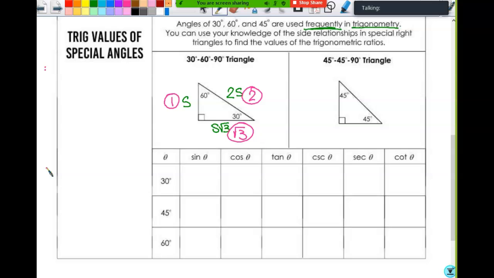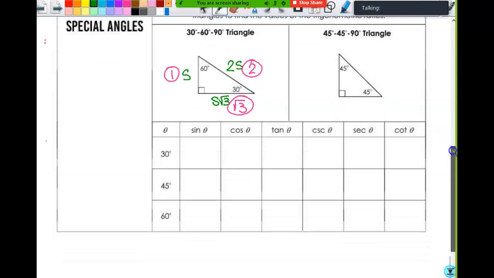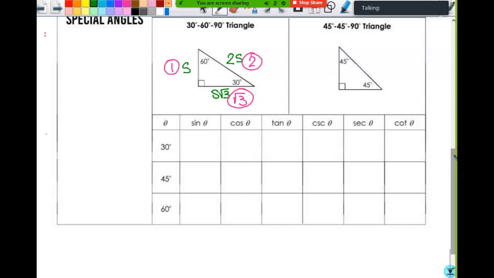For the 45, 45, 90 triangle, I don't use s because the s is really for short leg. These two legs are congruent, so we're going to use L. So leg, leg, and then the hypotenuse is leg times the square root of 2. So if I let one of the legs of the 45, 45, 90 triangle equal 1, then the other leg equals 1, which means the hypotenuse has to be the square root of 2.